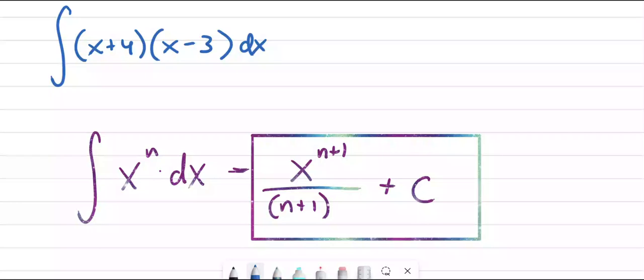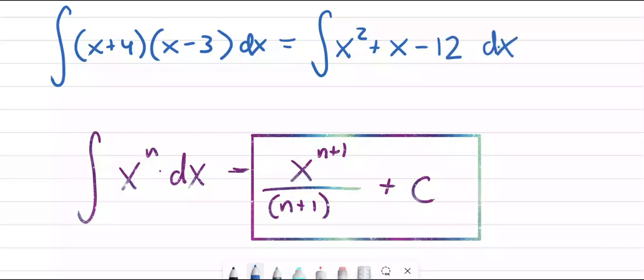I can use it on individual terms, and I can really quickly turn this into individual terms by saying it's x squared plus 4x minus 3x, which is plus 1x. So x squared plus x minus 12. And now I can just do each term individually using this rule.